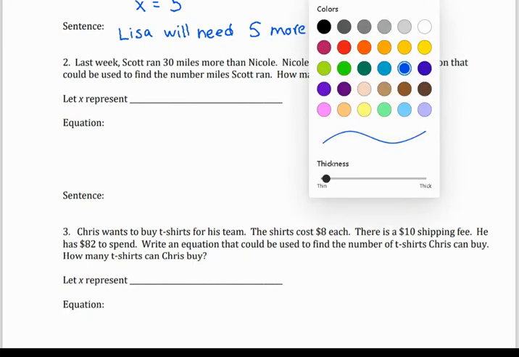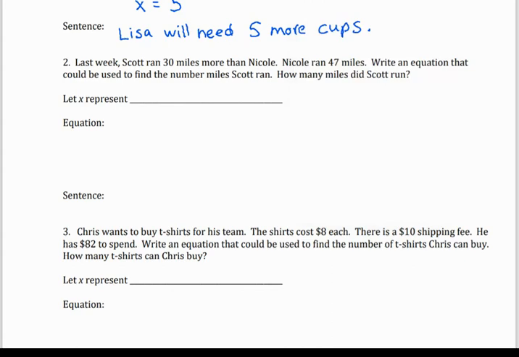Caitlin. Hold on, we got Caitlin in the house here. Number of miles. Even more specific. Ran by. Bingo. Very good. So, number of miles Scott ran.